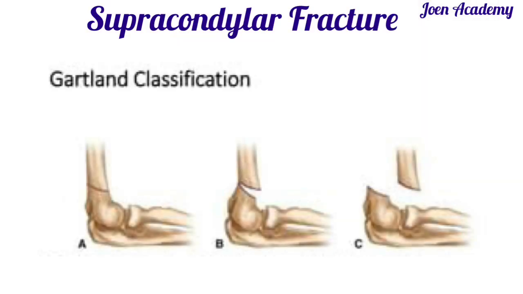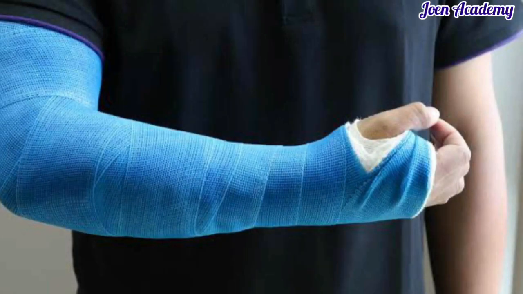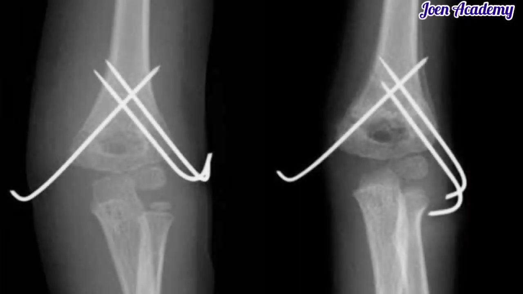The Gartland classification is used for these fractures, where we have type 1, type 2, and type 3. Type 1 is minimally displaced. Type 2 is displaced but with an intact posterior cortex. Type 3 is completely displaced. Type 1 can usually be managed conservatively with an above elbow cast, whereas type 2 and type 3 require surgical fixation with crossed bicortical K-wires.